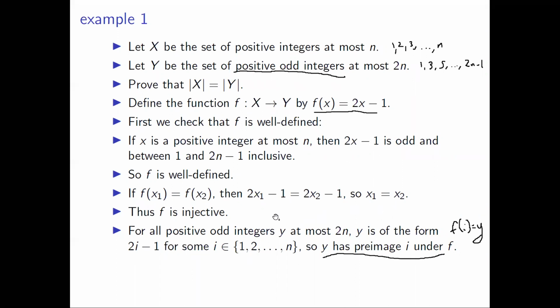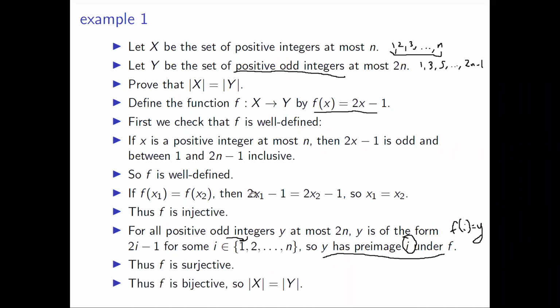And so we just showed that any arbitrary element of the set big Y, in other words, any positive odd integer at most 2n, has some preimage under the function f. And this preimage, the i, we know i is an element of 1, 2 up to n. And 1, 2 up to n was our set x up here. So f is surjective. And since we showed that f is both injective and surjective, that means that f is bijective. So we showed that these two sets, x and y, have the same cardinality, or in other words, the same size.